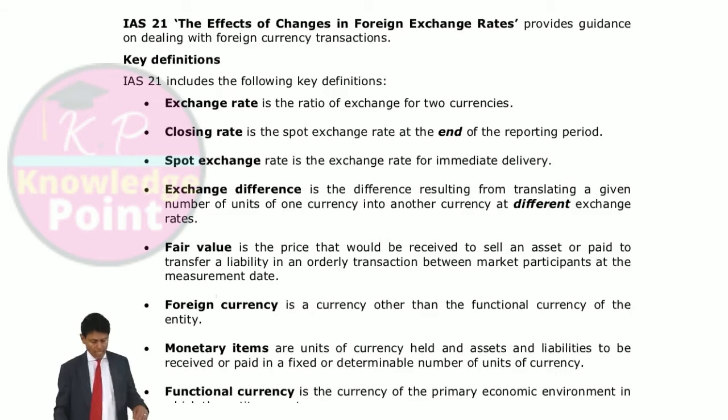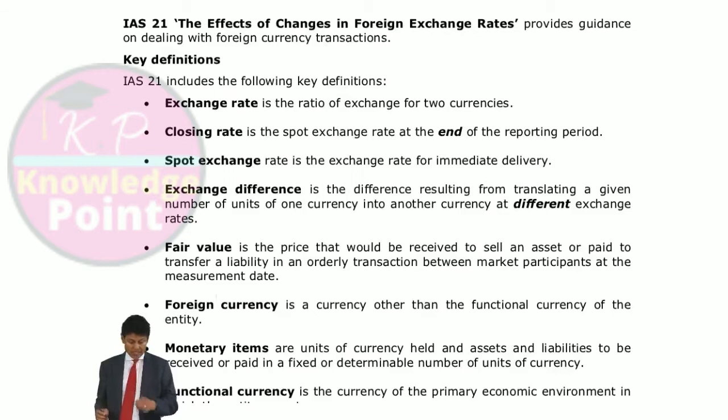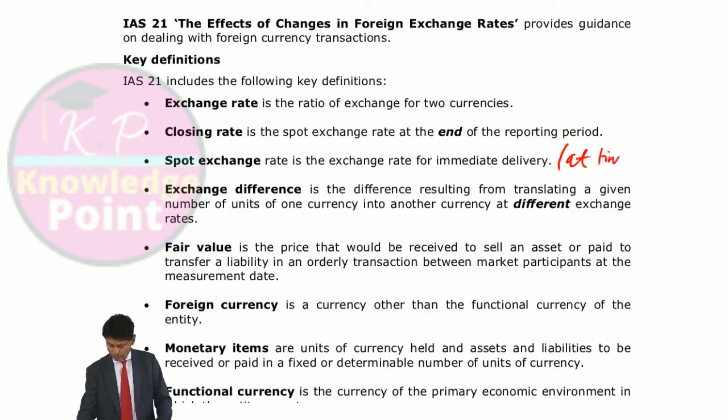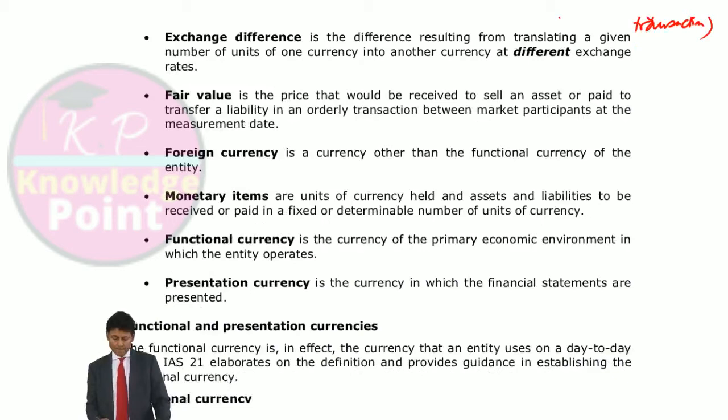Okay, so spot exchange rate is basically at the time of the transaction. What else? Fair value is how we understand it normally. Monetary, as I was saying, is your cash and bank as well as receivables and payables. Your functional currency is the currency of the primary economic environment in which the entity operates. So the country where you're operating, the currency there, that's the functional. And the presentation is what you present in. It's very, very simple indeed.